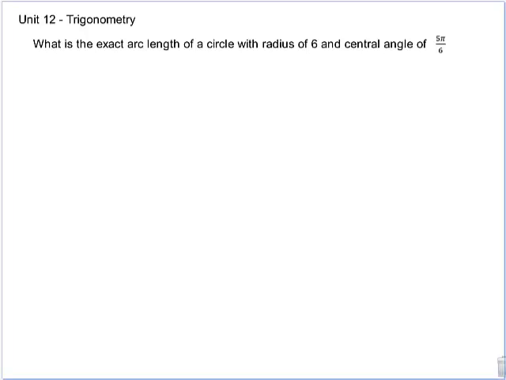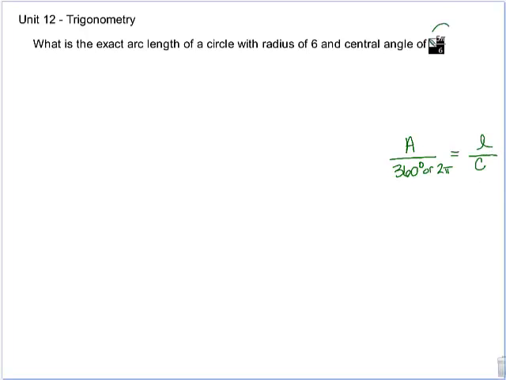Next, we're going to find the exact length of an arc of a circle with a radius of 6 and a central angle of 5 pi over 6. So recall, our formula for the arc length is the angle measure over, it's either 360 or 2 pi, depending on our units, is equal to the arc length over the circumference.